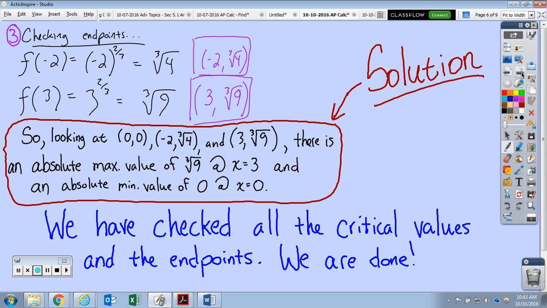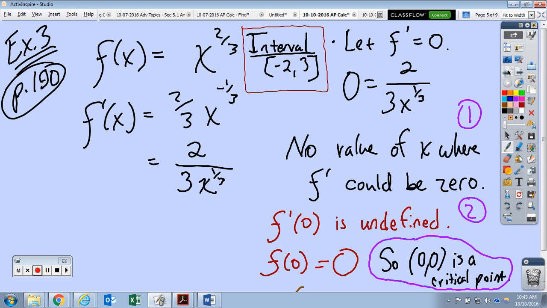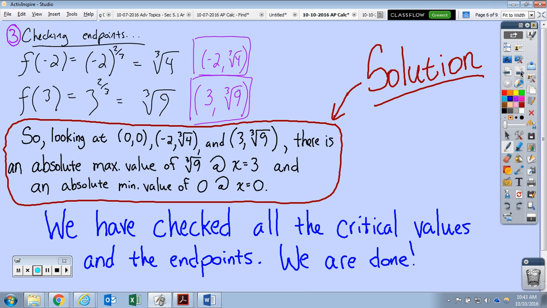So you're comparing these with 0. If we look at just the y value of the function, 0 versus cube root of 4 versus cube root of 9, of all three of those, cube root of 9 is the largest. So we say there is an absolute max value of cube root of 9 at x equals 3. And then an absolute minimum, the smallest of all those values is 0, and that occurs when x equals 0. And that's all you do: critical points and endpoints. We have checked all the critical values and the endpoints. We are done.